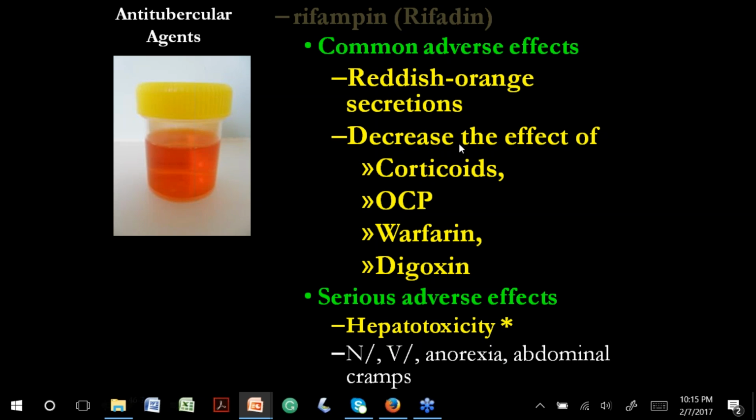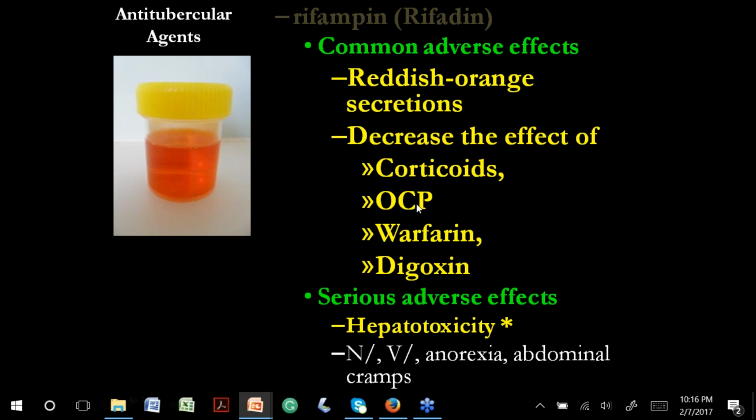Another thing that we must remember is that rifampin is going to decrease the effect of what? COW-D, rifampin, COW-D: corticoids, OCP, oral contraceptive pills, warfarin and digoxin. Many medications increase digoxin, but in this case, rifampin is going to decrease the effectiveness of digoxin. So what we need to do, if the patient is receiving this medication, is increase the dose of corticoids, warfarin and digoxin. I'm sorry, OCP, we don't increase the medication. For OCP, we need to check for another method of contraception, okay?